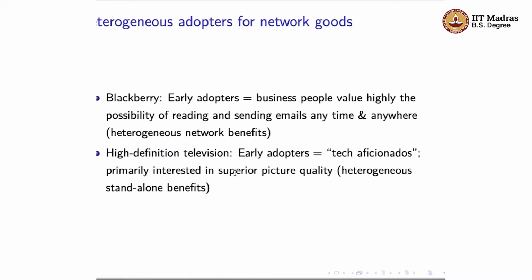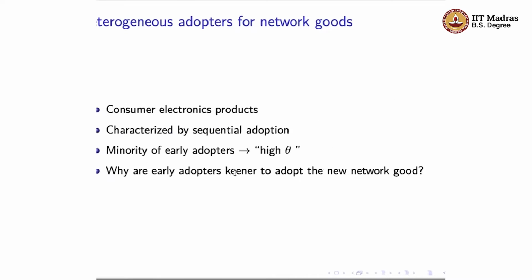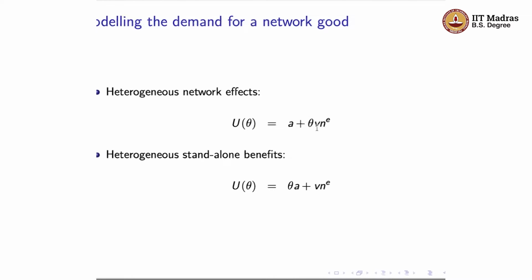So historical examples, let's talk about two. BlackBerry was a communication device, right? So it was something that was used to communicate with other people, right? So you could send emails at any time and anywhere. And so the early adopters here were basically people who valued highly the possibility of reading and sending emails at any time and anywhere, right? So there were people, some of them with a very high value of theta in the sense of having a heterogeneous network effect. So they valued the fact that they could communicate more with others. And obviously, this network effect is increasing in the number of other users who are using BlackBerry as well.